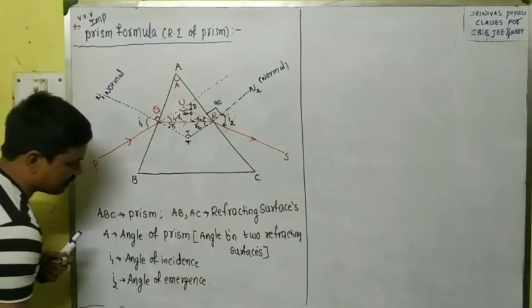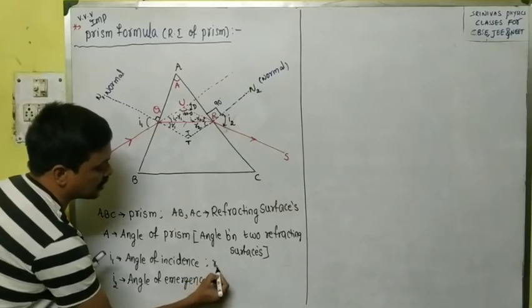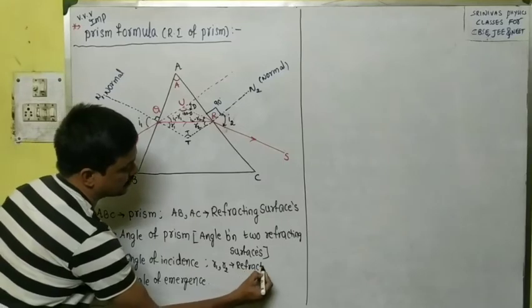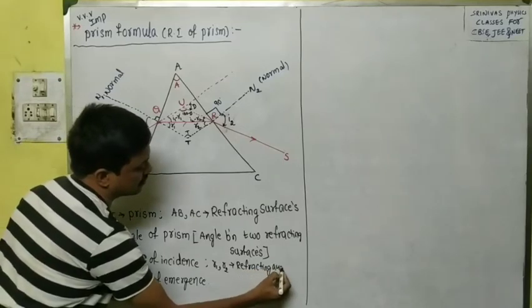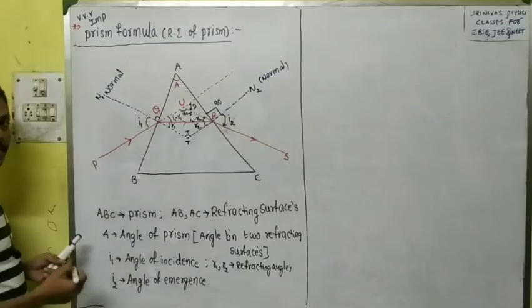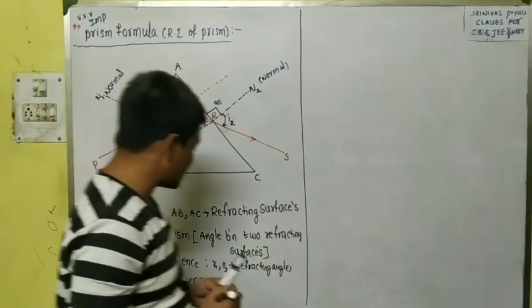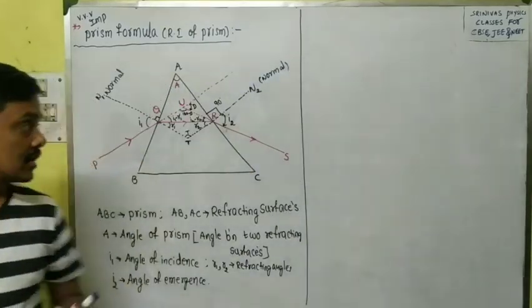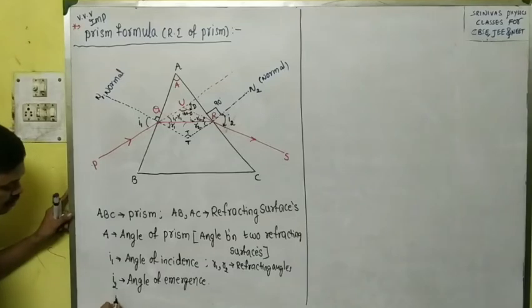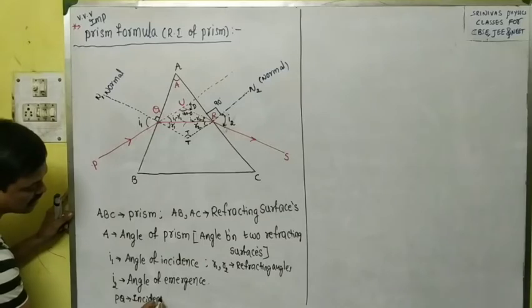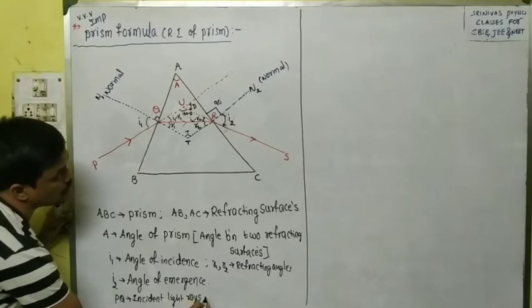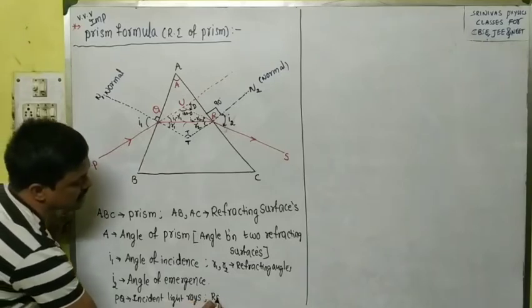Now here we have to write some terms, that is, R1, R2 are the refracting angles here. Okay, refracting angles. And now let us write some more terms here. Can you tell what is PQ? PQ is the incident light ray, right? Incident light ray. What is RS? RS is the emergent light ray.